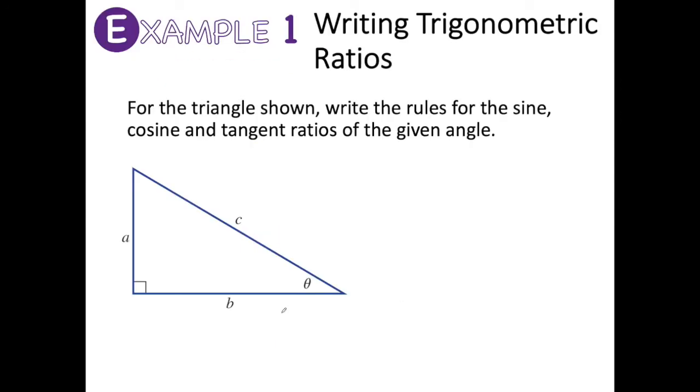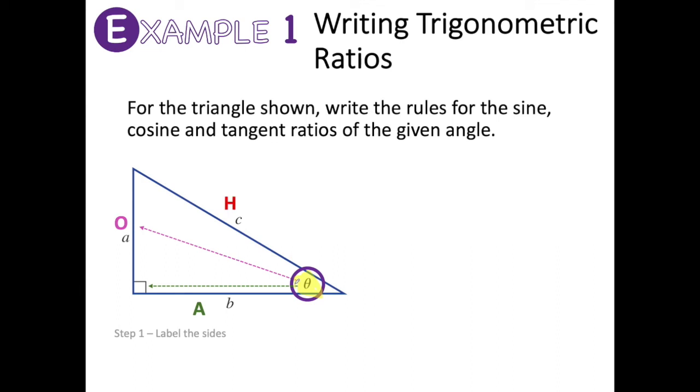Let's have a look at an example of writing trigonometric ratios using those formulas. For the triangle shown, write the rule for sine, cos, and tan of the angle given. Our first step is to label the sides. Before I can label the sides, I need to identify my specified angle. Now that I have my specified angle, I can label the opposite side. The side opposite that angle is my opposite side. The side next to my angle is the adjacent side. And my third side, opposite the right angle, is my hypotenuse.